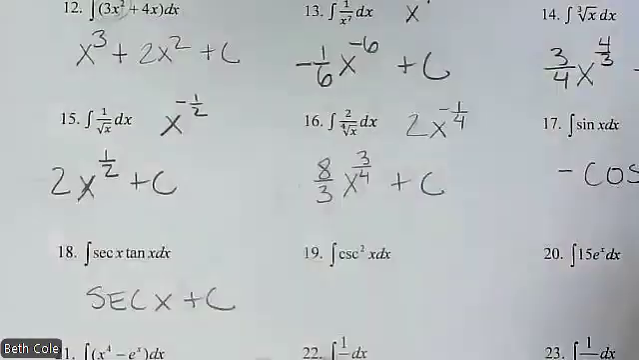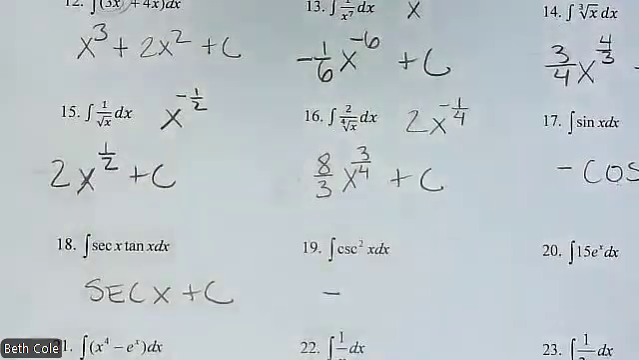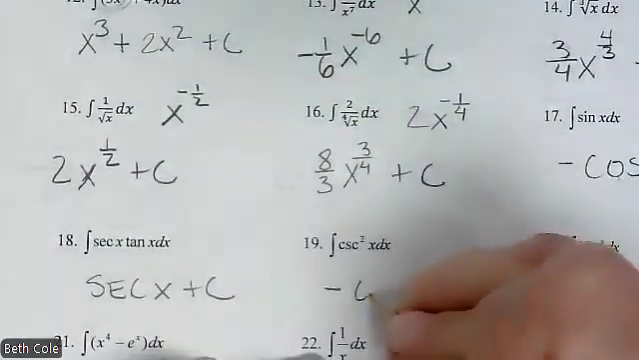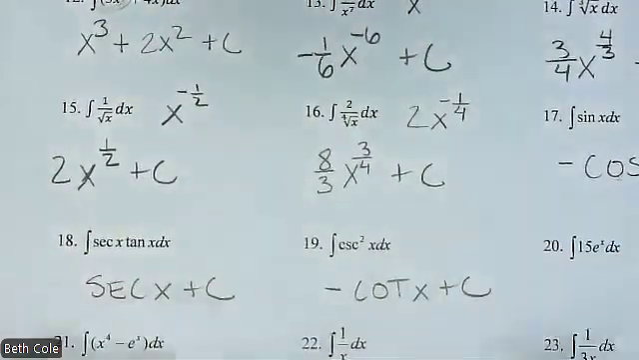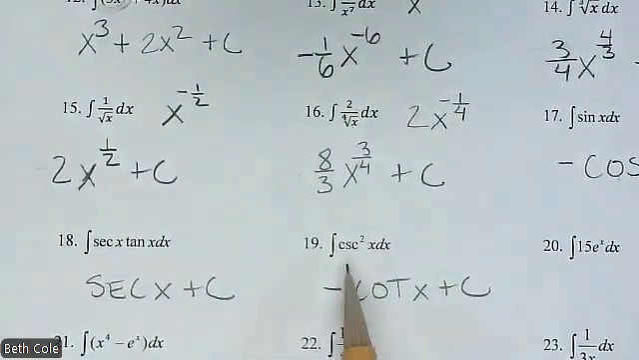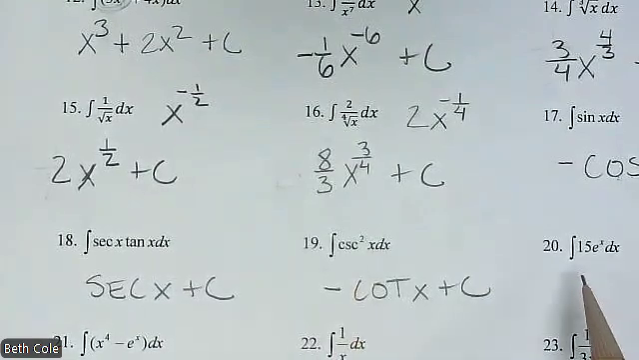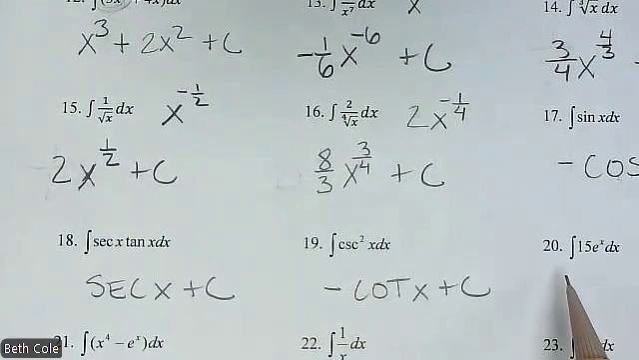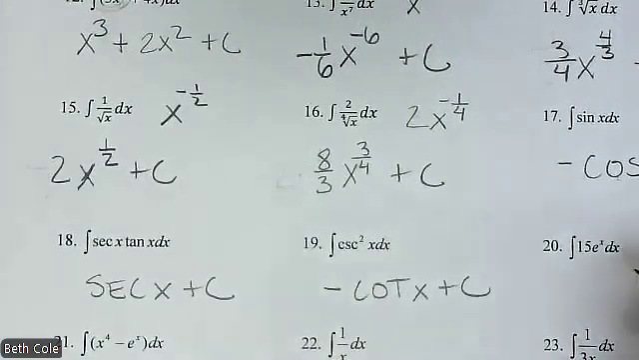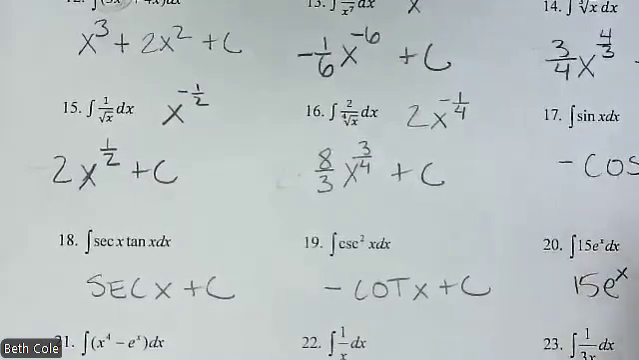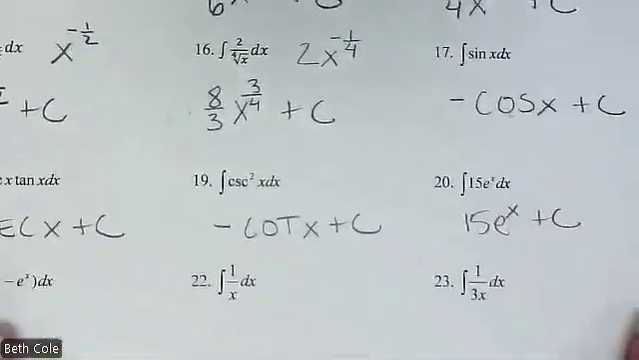All right, how about this one? We want cosecant squared to be the answer. I'll give you a hint, it is negative. It's one of the other ones. Cotangent, good. The derivative of cotangent is negative cosecant squared. You just need the negative in there. And then this is everybody's favorite. What's your derivative of e to the x? E to the x. So your antiderivative of e to the x is also e to the x. So this answer is 15 e to the x plus c.